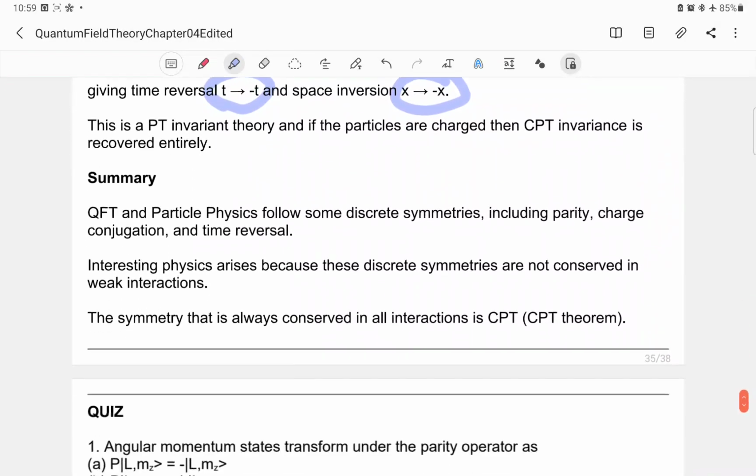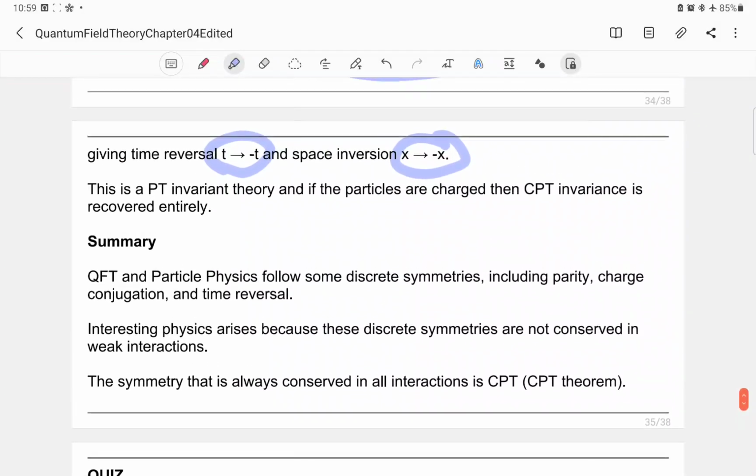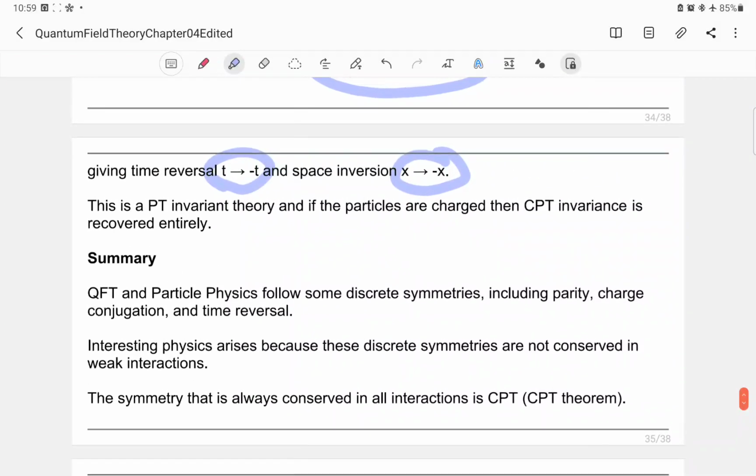So let me just read the summary. Quantum field theory in particle physics follows some discrete symmetries, and these symmetries are namely parity, charge conjugation, and time reversal. Interest in physics arises because these discrete symmetries are not conserved in weak interactions. The symmetry that is always conserved in all interactions is the CPT symmetry, and this is of course the CPT theorem.